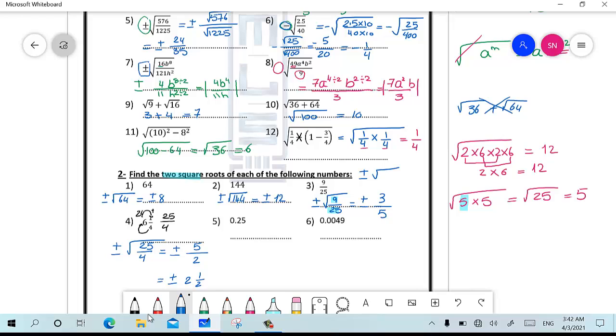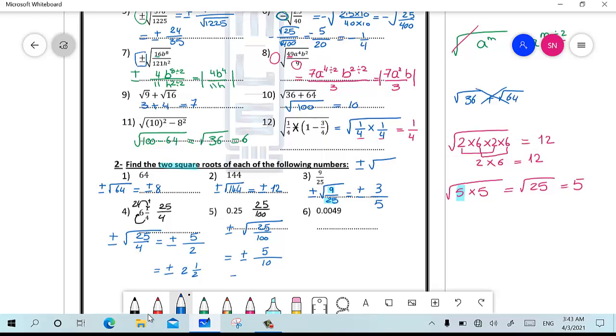Going now for number 5. I want to find the two square roots of 0.25. First, let's change it to a fraction, which is going to be 25 over 100. So now I want to find positive negative square root 25 over 100, which equals positive negative, square root of 25 is 5 and square root of 100 is 10. And this is going to equal in the simplest form positive negative 1 over 2, which equals positive negative 0.5.